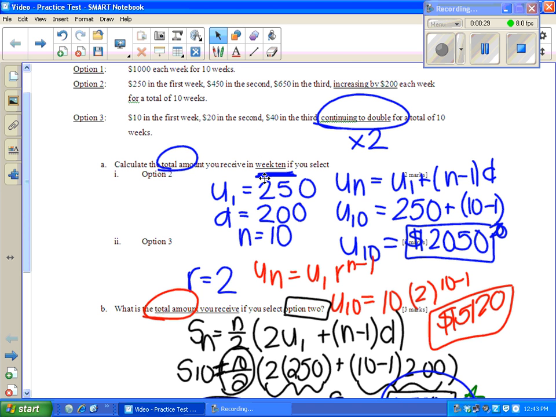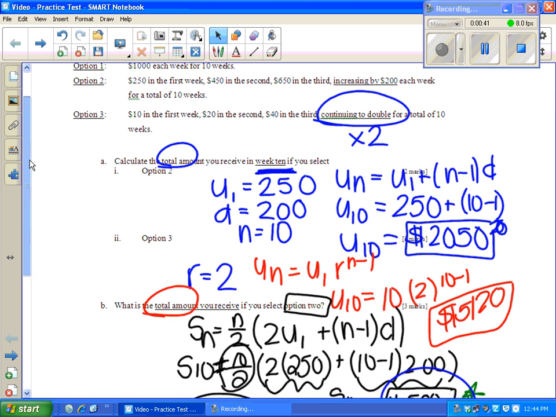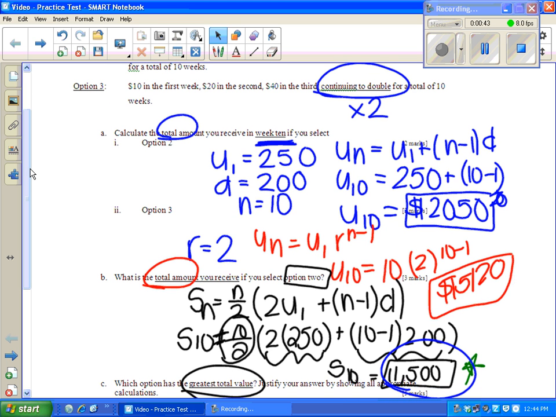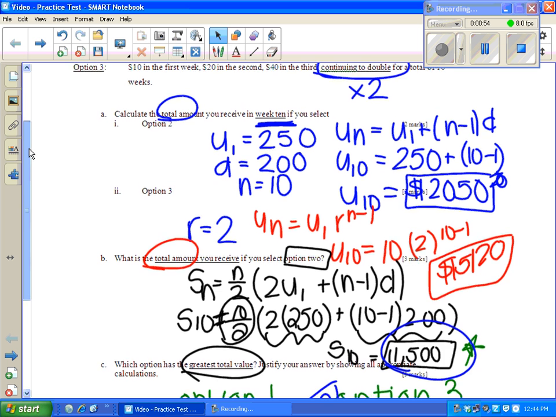So if you look at my work, I knew the first one, option 2, was an arithmetic sequence. So I used the formula for arithmetic sequence. I used week 10. I knew my values U1, d, and my number of weeks, and I ended up with 2050. For option 3, it was a geometric sequence, so I had to use a different formula, Un equals U1 times r raised to the n minus 1. And when I substitute in those known values, I get 5,120.